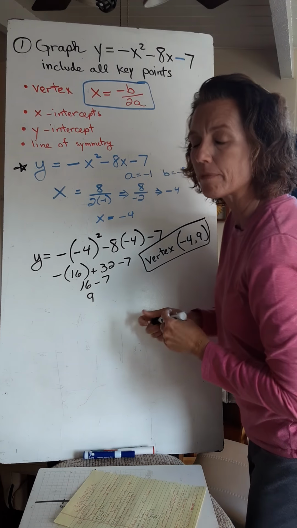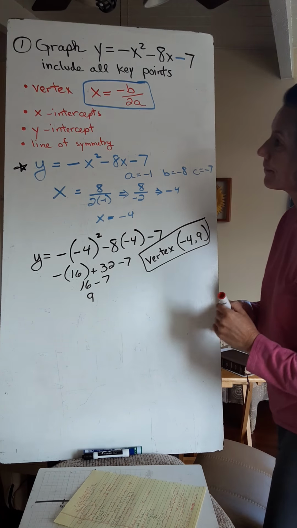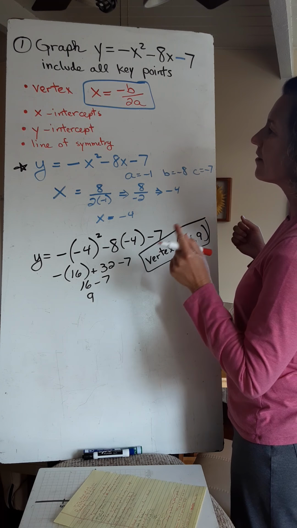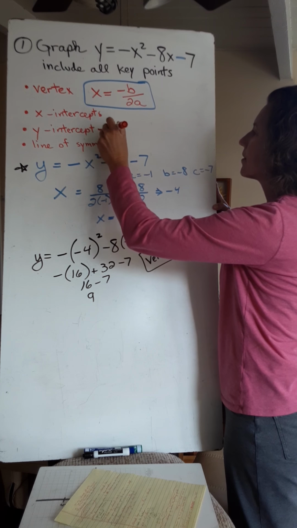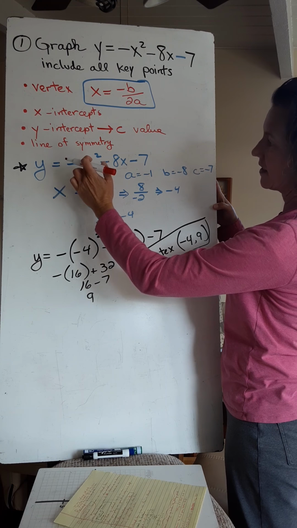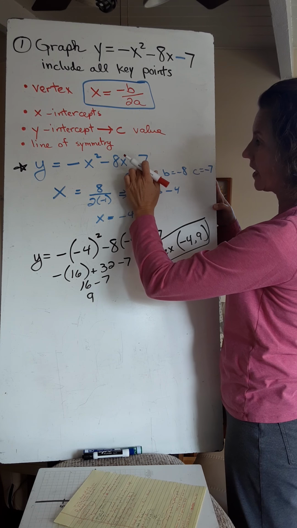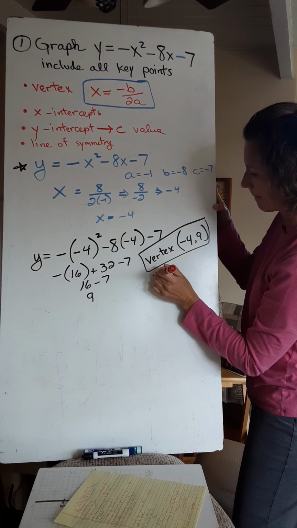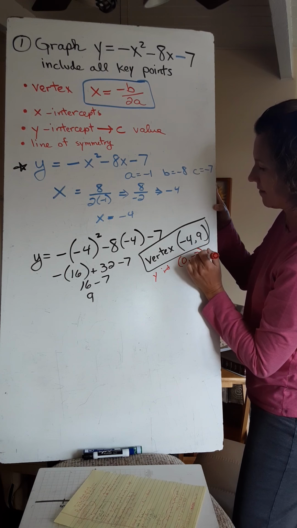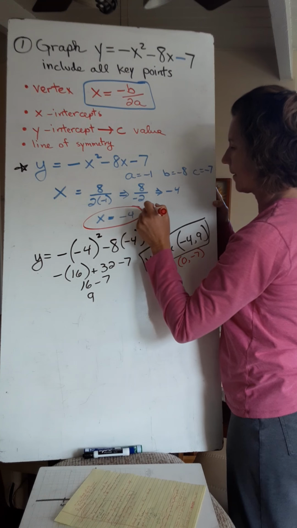Our y-intercept. The y-intercept comes from plugging 0 in for what? If you plug 0 in for x, you'll find your y-intercept. Every single time, your y-intercept is the c value. Because if you put 0 in here, 0 in here, you end up with just -7. So our y-intercept is 0, -7. Our line of symmetry is right here.